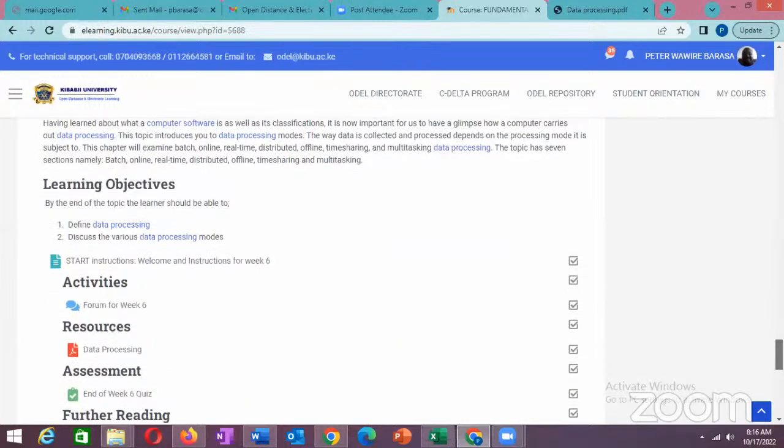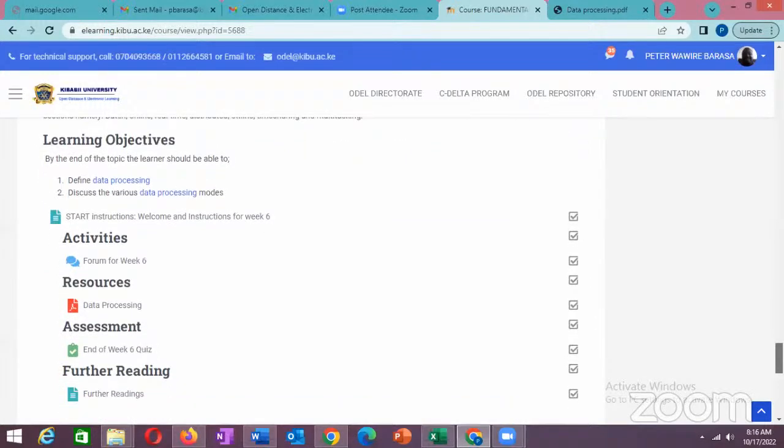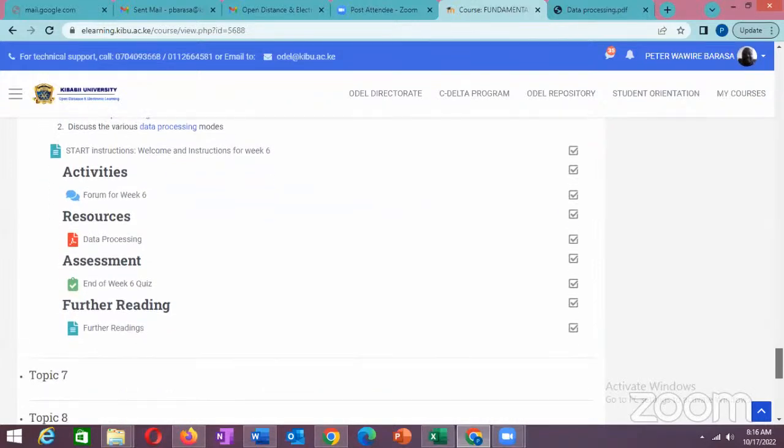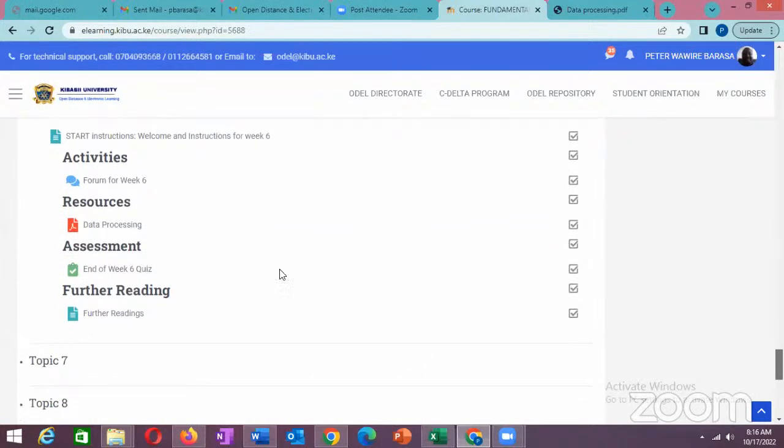So the learning objective of the week is, by the end of this topic, the learner should be able to define data processing and discuss the various data processing modes. And then we have a forum. Kindly join the forum in week 6. This is the 6th week.